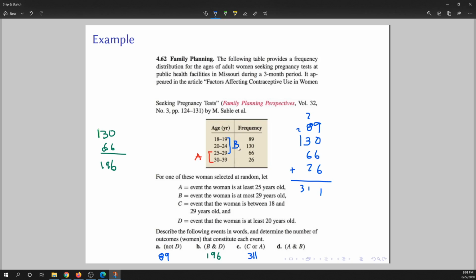All right, in this case, we want to know A and B, right? So that's what they have in common. And what they have in common is this age group right here, the 25 to 29-year-olds. Those women would be in both event A and in event B, right? And so here we just have one number, 66. So that's our answer on this one, 66. All right, and that is it on this example.